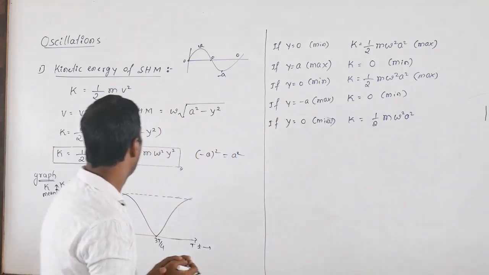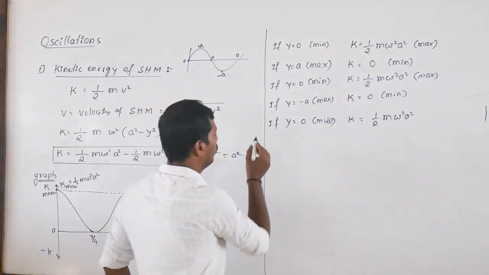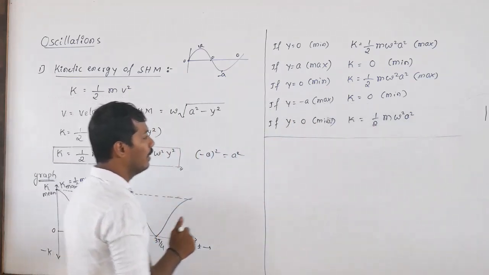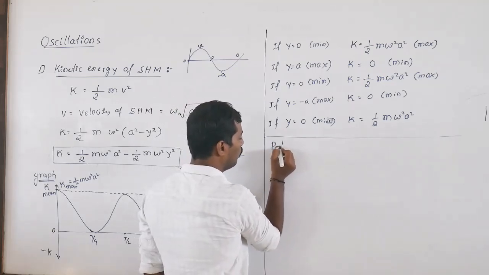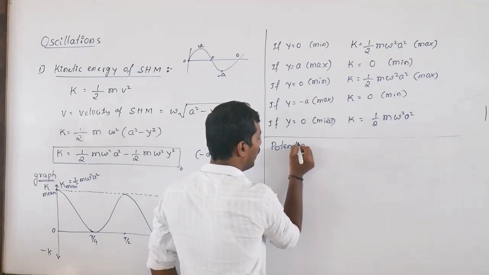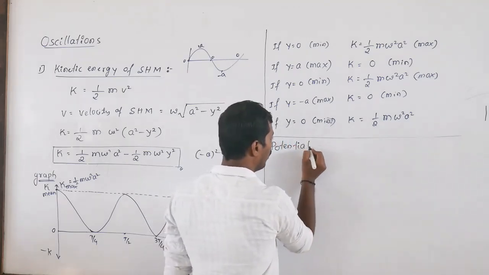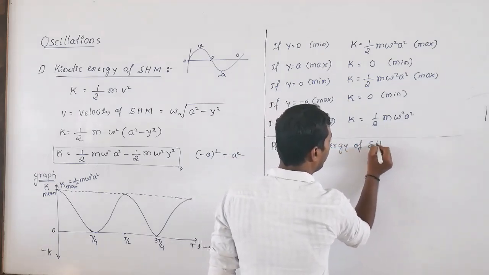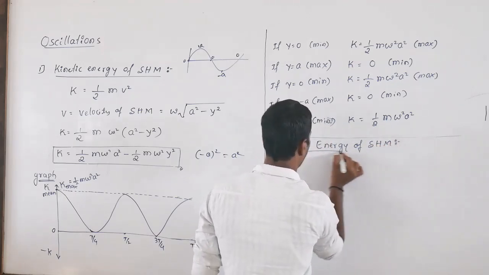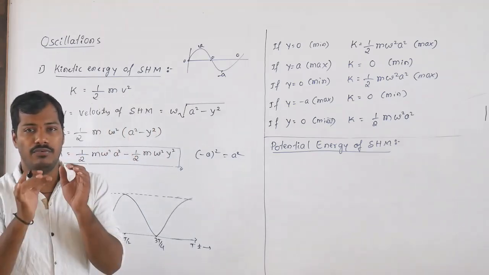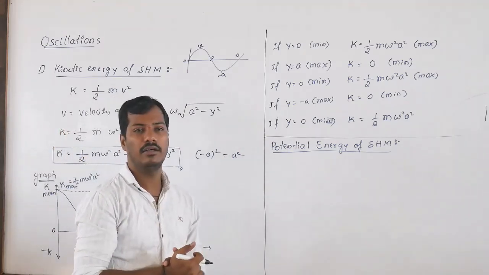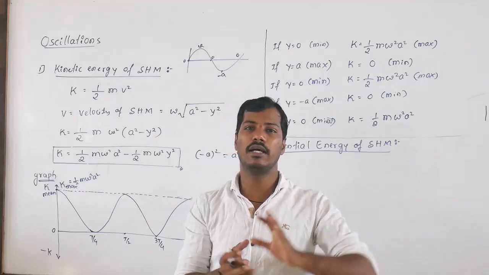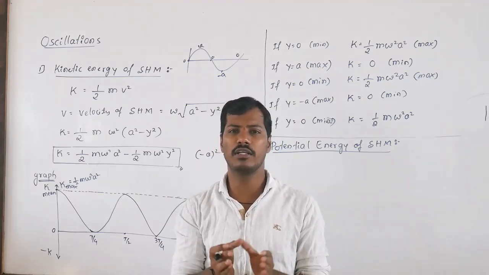So like this. After that, the next part is the potential energy, the other type of energy. We have to derive this potential energy equation. This is very, very important. The potential energy of a particle executing simple harmonic motion. If you want to derive this potential energy, we have to take the work done. Here the potential energy and work done are both the same.